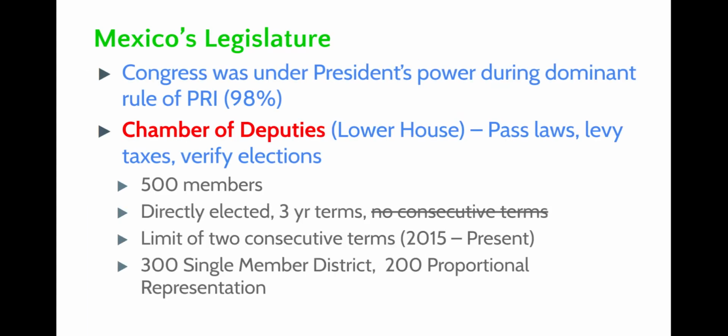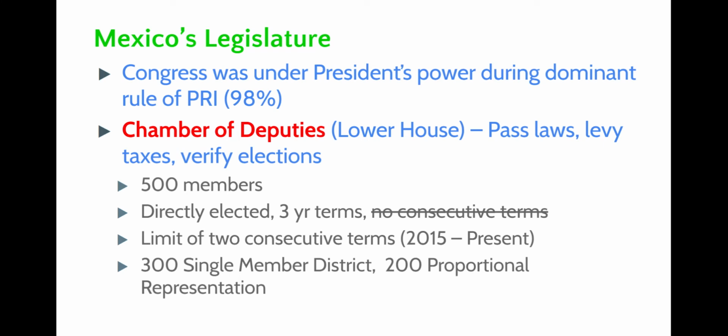Getting into the countries we actually study, Mexico's legislature. So a lot of what I'm going to say about Mexico and Nigeria in terms of their legislative structure are things that you would actually assume to be true, given what we've talked about in the introduction to these countries. So Mexico's legislature was pretty limited during the dominant rule of the PRI during the 20th century, and today is sort of getting its sea legs from this period of authoritarianism.